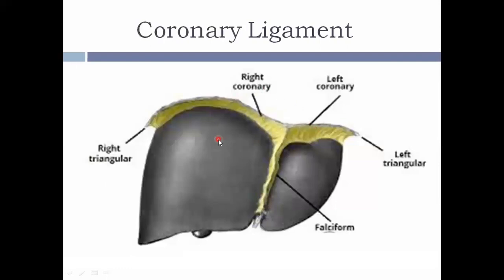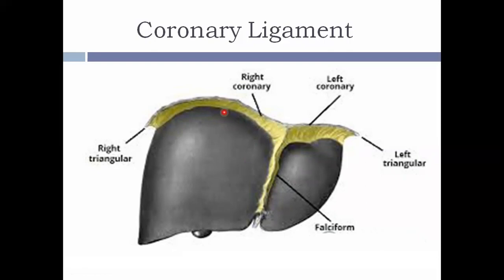The next thing is the coronary ligament. See, this is the coronary ligament. It lies over the superior surface of the liver. It has 2 layers. The upper layer is reflected from the diaphragm, whereas the lower layer is reflected from the upper end of the kidney. We need not go very deep into those layers.